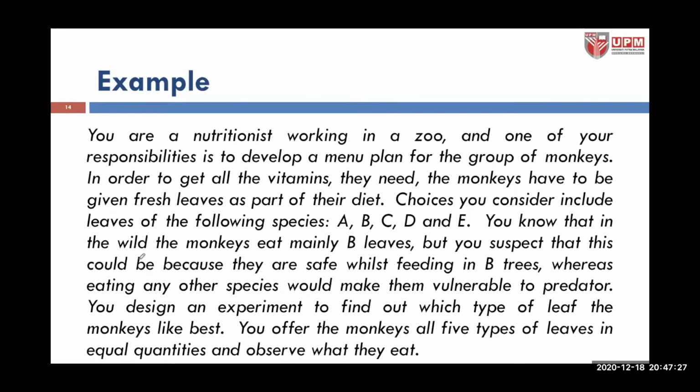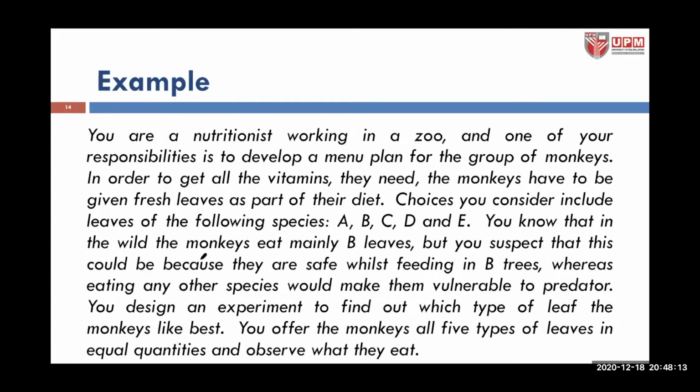One example being given here: imagine that you are a nutritionist working in the zoo, and one of your responsibilities is to develop a menu plan for the group of monkeys. In order to get all the vitamins, the monkeys need to be given fresh leaves as part of their diet. Choices you consider include leaves of the following species: leaf species A, B, C, D, and E.